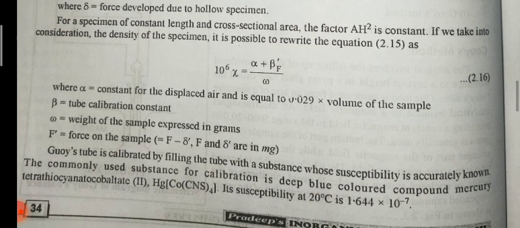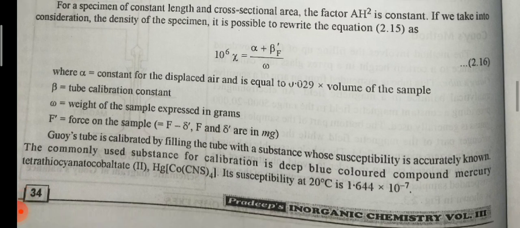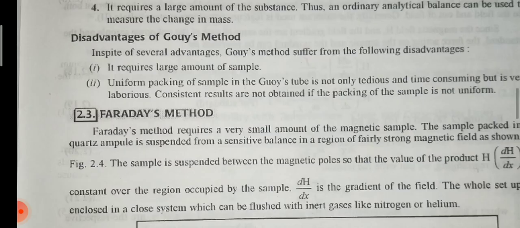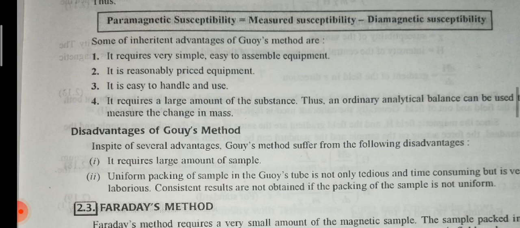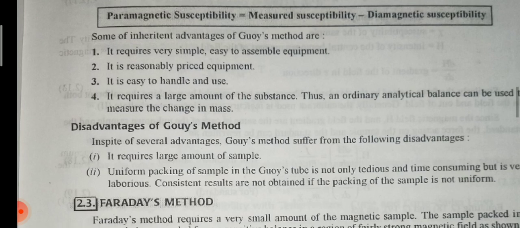The Gouy tube is calibrated by filling the tube with a substance whose susceptibility is accurately known. The commonly used substance for calibration is the deep blue colored compound mercury tetrathiocyanatocobaltate. Its susceptibility at 20 degrees Celsius is 1.644 into 10 raised to power minus 7. Paramagnetic susceptibility is equal to magnetic susceptibility minus diamagnetic susceptibility.